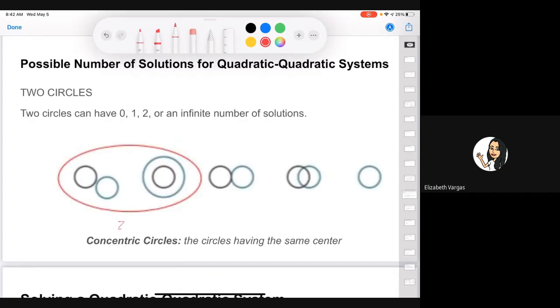This first one's going to be 0. These are 2 diagrams of 0. This is your first diagram, which again has 0 solutions because they don't intersect anywhere. This one, they don't intersect anywhere either. Here they intersect at this 1 point, and so that would be 1 solution. Here they intersect at 2 points, and so that would be 2 solutions.